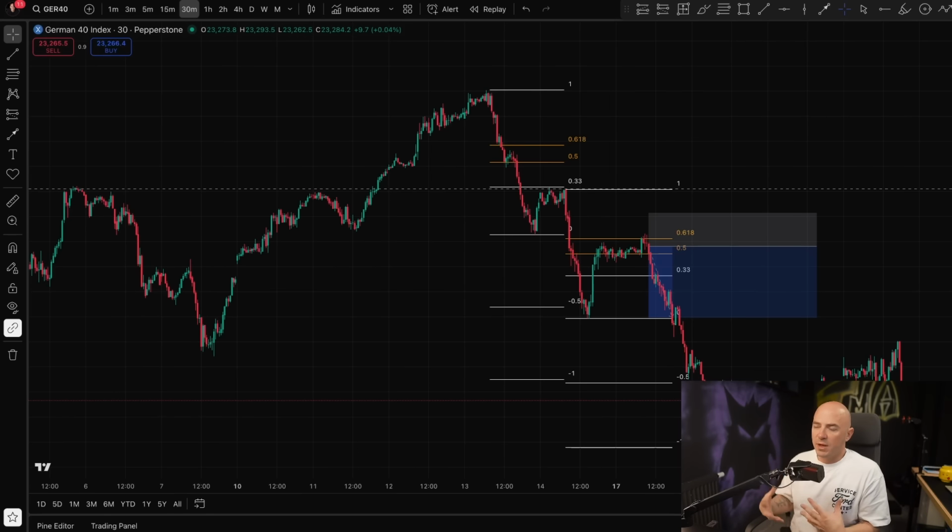And this only works when price is trending. Price pushes down in one direction, retraces back up, regains momentum, and pushes back down. And this is how trends and those staircase patterns are formed.